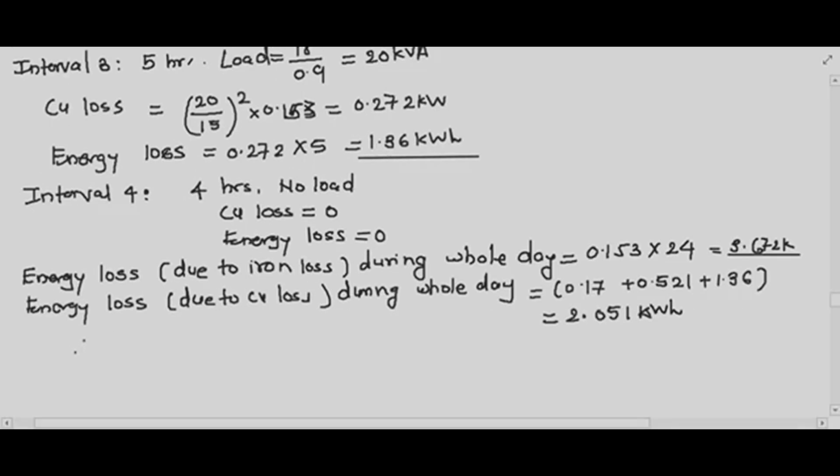Therefore, what is total energy loss? Total energy loss is nothing but energy loss due to the iron loss and energy loss due to the copper loss. So it is equal to 2.051 plus this one 3.672. So it will be this much kWh.